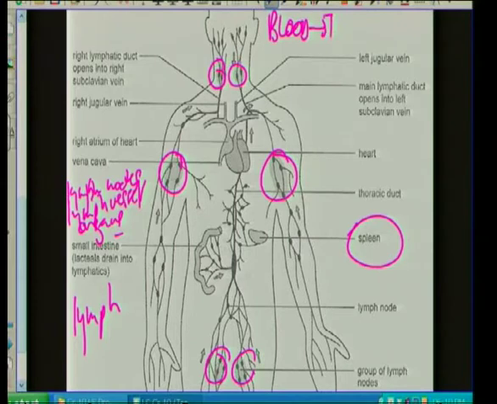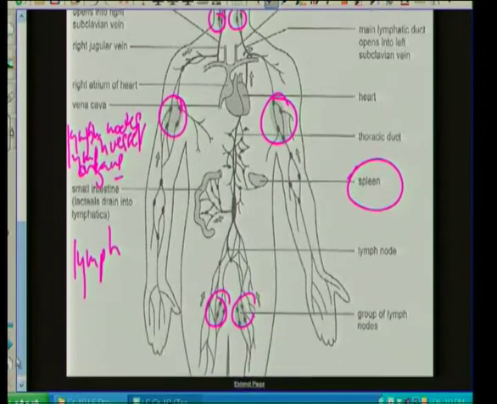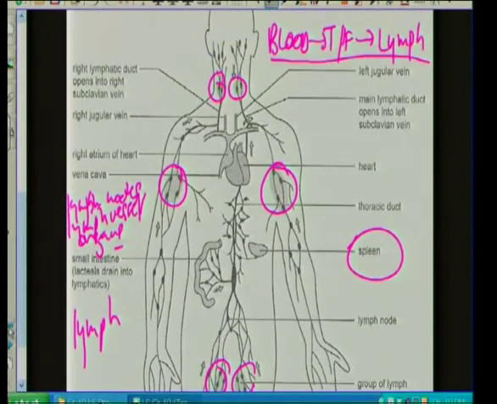Blood becomes tissue fluid, and the tissue fluid, if it goes into the lymph vessels, is called lymph. These are the three fluids that are important in our bodies. As you can see, I've shown you the diagram here, and the lymphatic system empties out into the right and left subclavian vein, which then empties out into the heart.